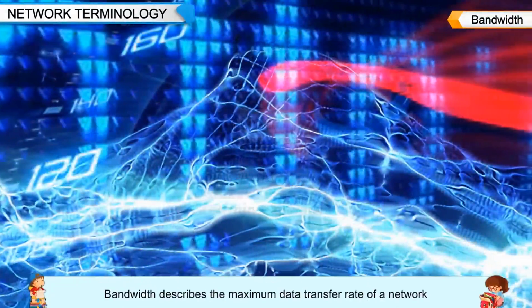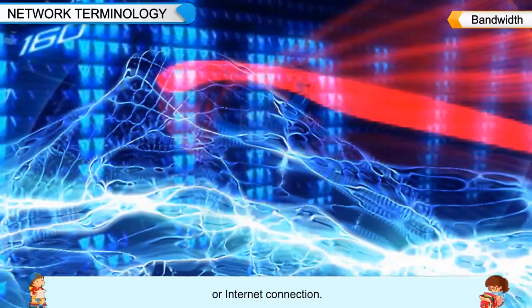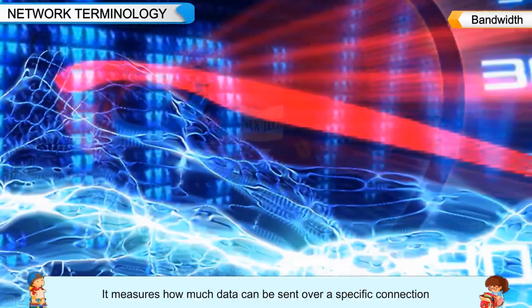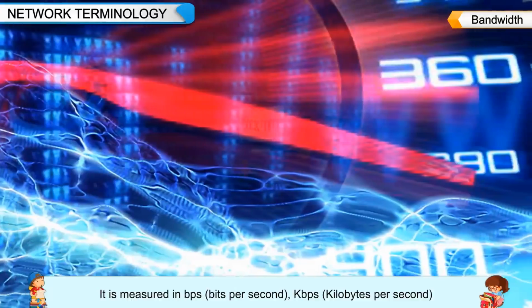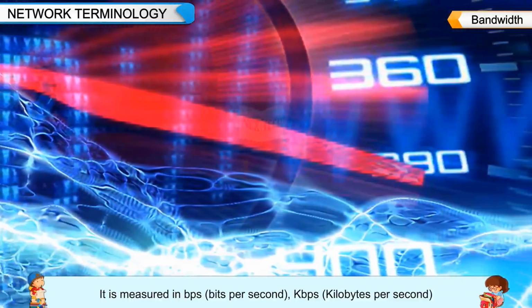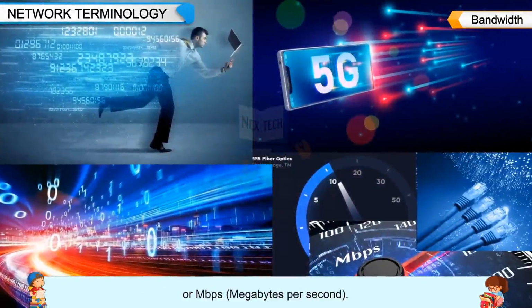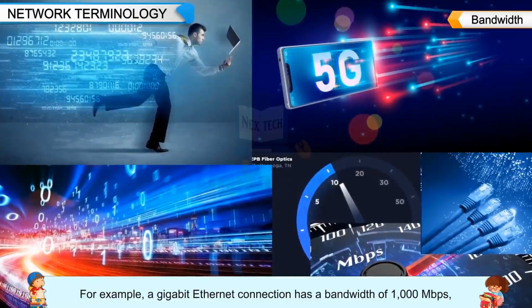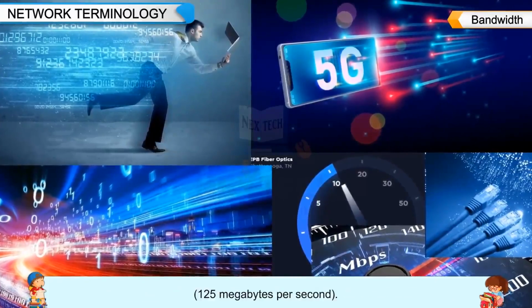Bandwidth. Bandwidth describes the maximum data transfer rate of a network or internet connection. It measures how much data can be sent over a specific connection in a given amount of time. It is measured in bps, bits per second, kbps, kilobytes per second, or mbps, megabytes per second. For example, a gigabit Ethernet connection has a bandwidth of 1000 Mbps, 125 megabytes per second.